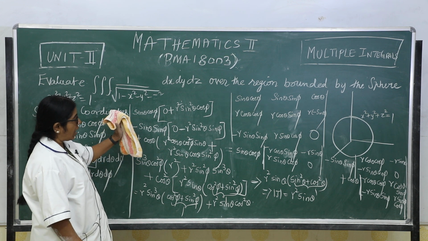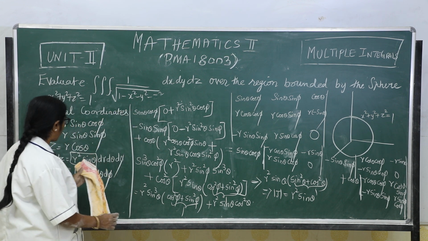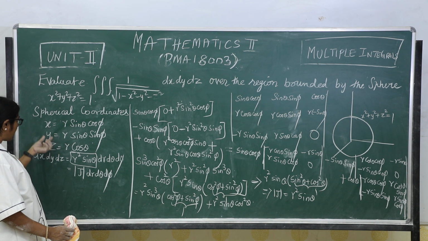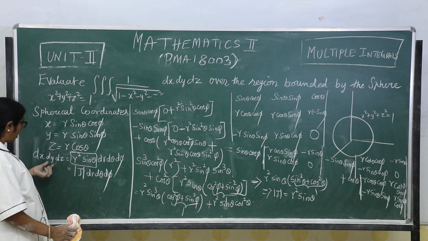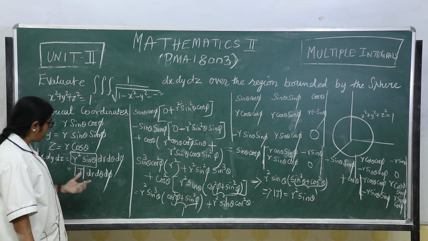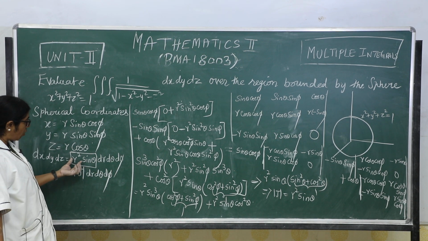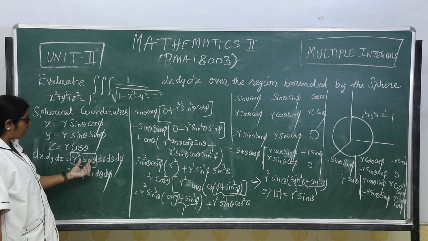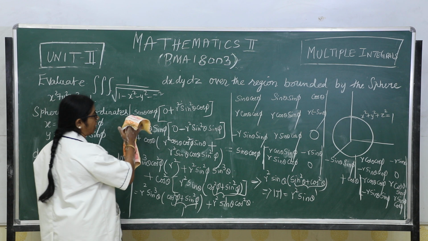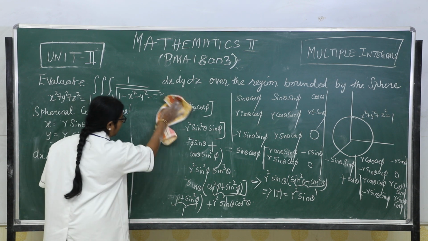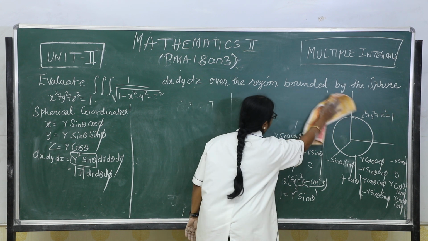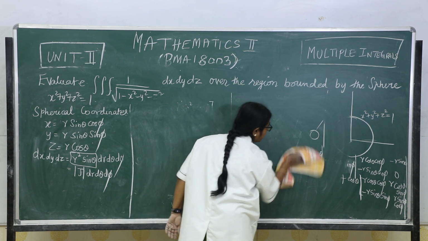Continue further. To find out the integral, I have just found that in spherical coordinates, dx dy dz is r squared sin theta dr d theta d phi, and how I got this r squared sin theta, I have just explained. I will continue with finding out the triple integral. This is a very big sum.